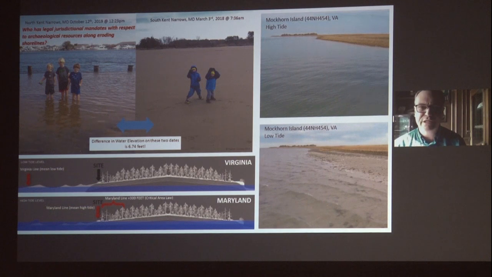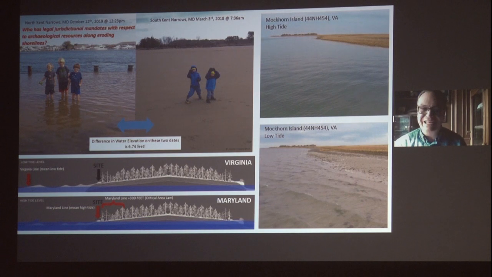Who has legal jurisdictional mandates with respect to eroding archaeological resources along our shorelines? It's different from state to state. In Virginia, Virginia is a mean low tide state. And that's what you're seeing in the lower left-hand corner. Maryland's a mean high tide state. Maryland has another law that says we regulate any disturbance within 300 feet of the mean high tide.